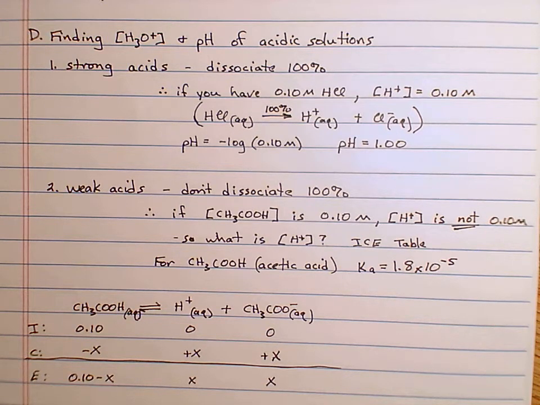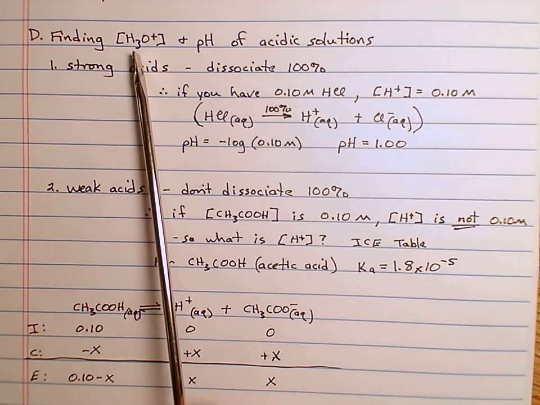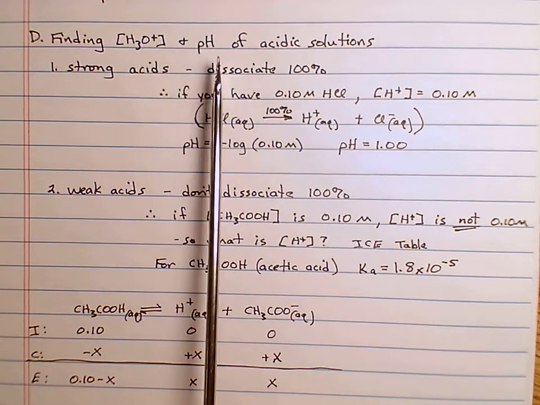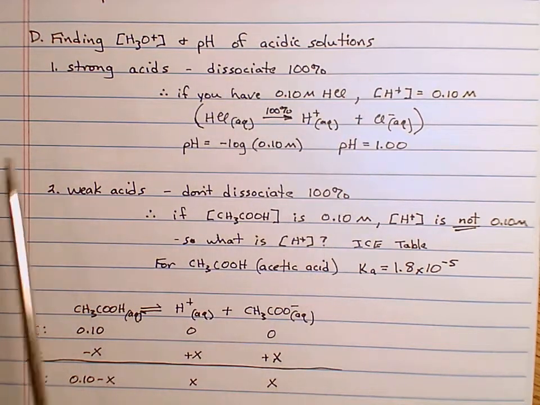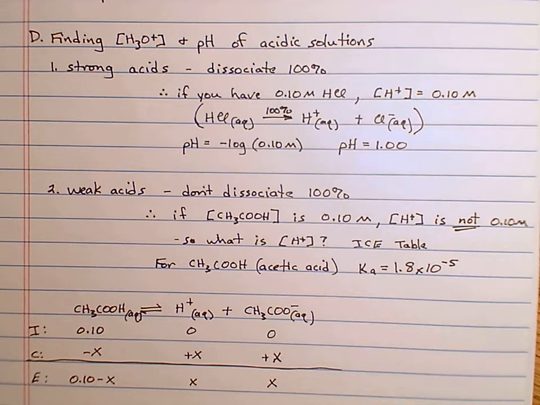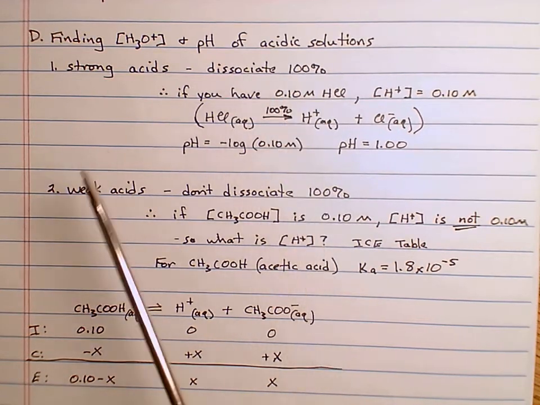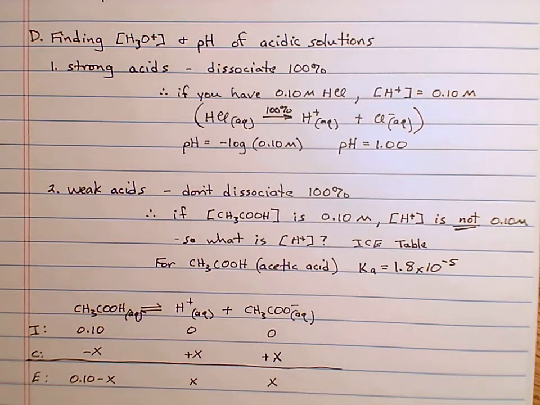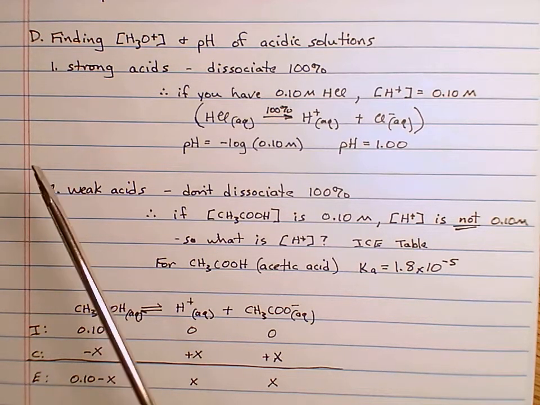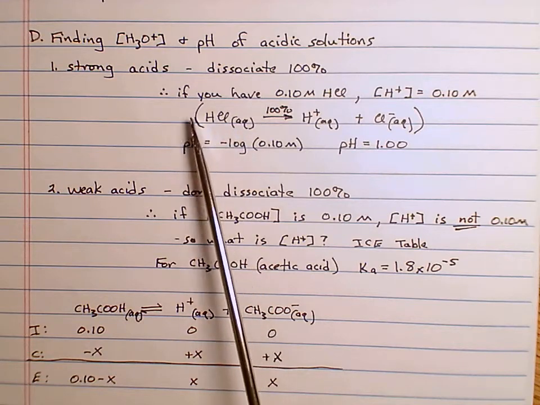Okay, now that we know about the pH scale, let's look at finding the concentration of H plus or H3O plus and finding the pH of acidic solutions, acid solutions. Well, recall we have two types of acids, our strong acids, which dissociate 100%, and our weak acids, which do not dissociate 100%.